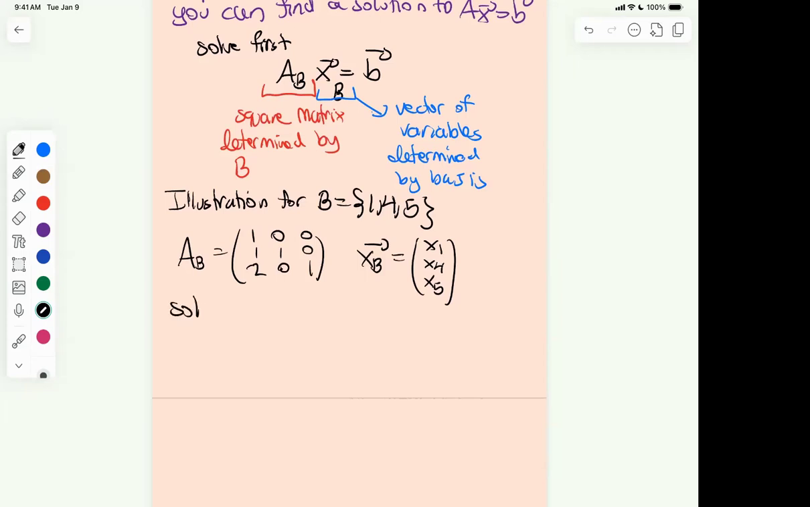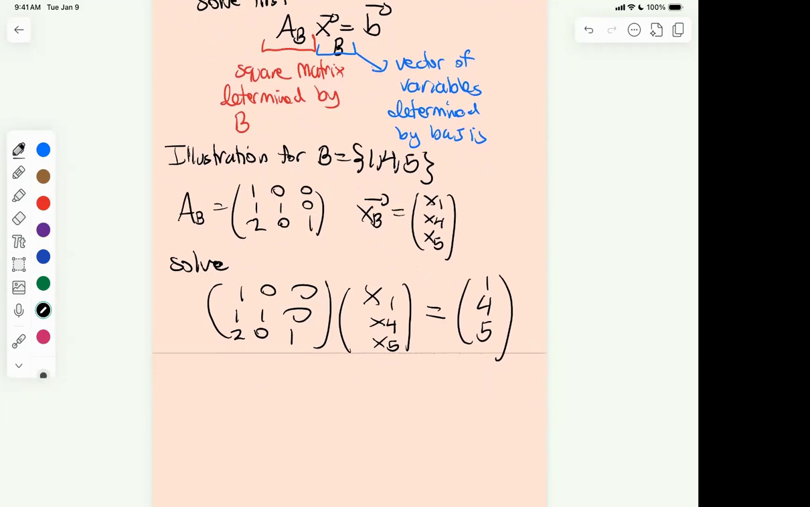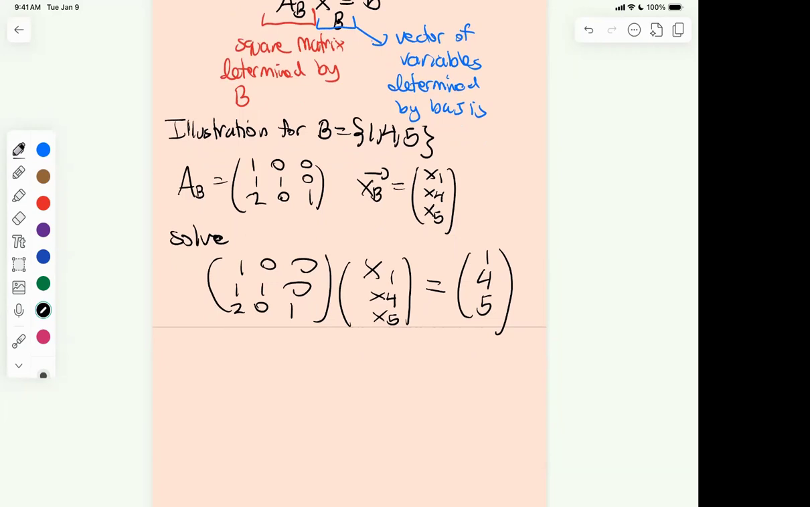So what we're trying to solve is the matrix [1, 0, 0; 1, 1, 0; 2, 0, 1] times x1, x4, x5 equals 1, 4, 5. Is that okay? In most cases, for these examples, either you solve the system directly, row reducing it, or sometimes there's enough zeros that it's more direct what is going to happen. If you do this matrix multiplication, you get what?